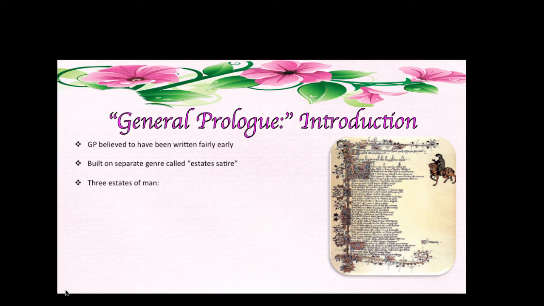Now, according to Cooper, the simplest division of medieval society put men in three different estates, three different classifications of professions or vocations, if you will. And Chaucer has representatives of each of them. The three estates of man were men who fight, men who pray, and men who work.